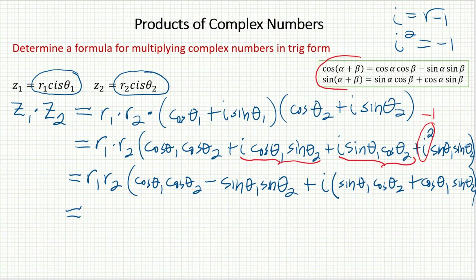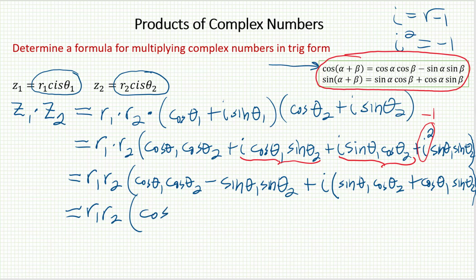Up at the top, I'm reminding us of a couple of our trig identities, namely the cosine sum identity and the sine sum identity. That's because I have the right side of those identities in my work here. Notice this first part, cosine angle 1, cosine angle 2 minus sine angle 1, sine angle 2. That's the cosine sum identity. So therefore, this is simply equal to cosine of theta 1 plus theta 2.